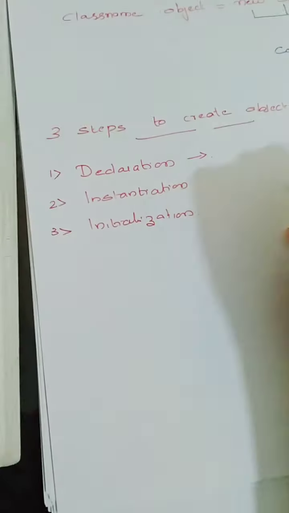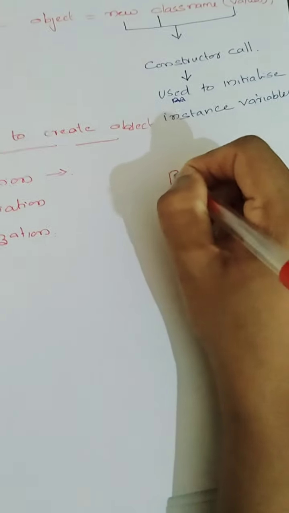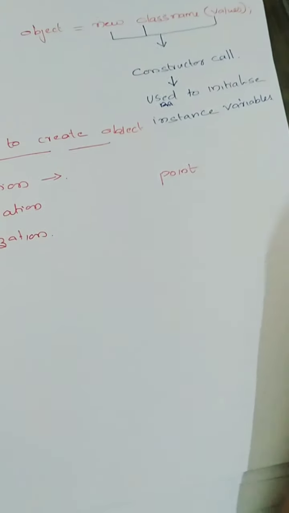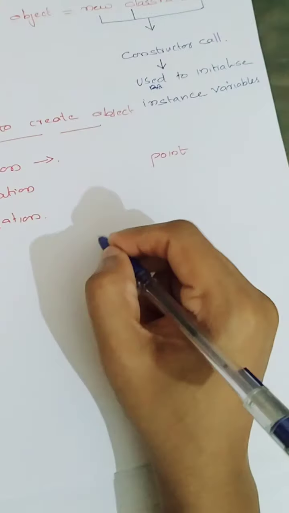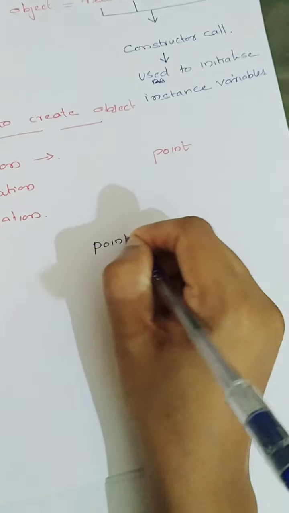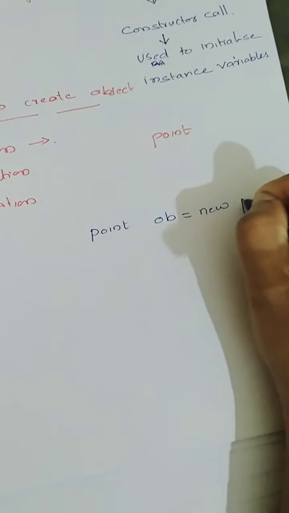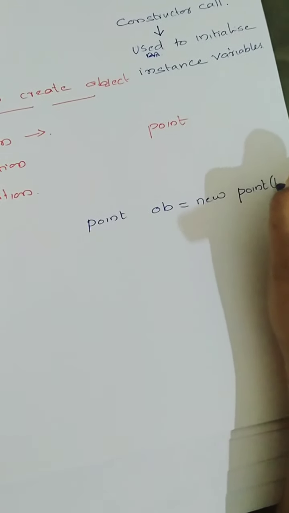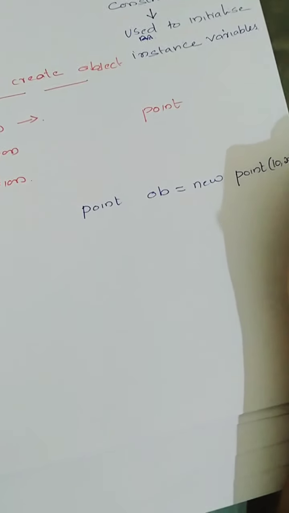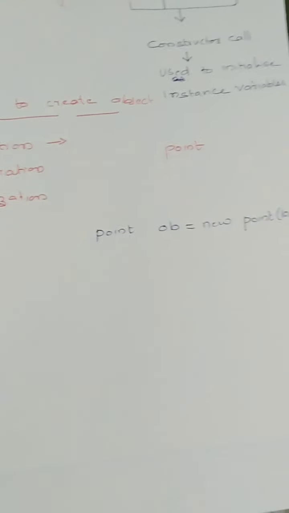Suppose my class name is Point. I am going to create an object for Point. So Point, my object name is ob, is equal to new Point. Suppose I am passing values to the object, 10, 20, semicolon. Okay, this is the way you create an object.